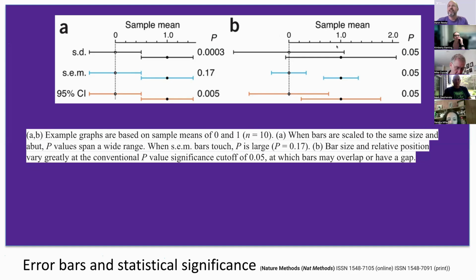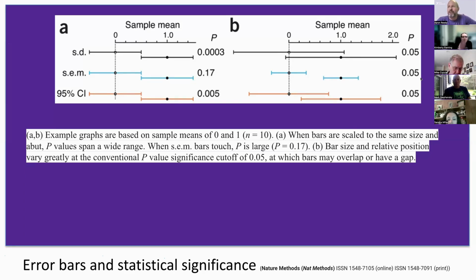Panel B, we've got the probability values for all of those set to 0.05, with a different data set here. And we've got overlapping standard deviation bars that overlap by quite a bit, but that's still a significant difference in this case. And then we've got standard error of the mean bars, which have no overlap whatsoever.